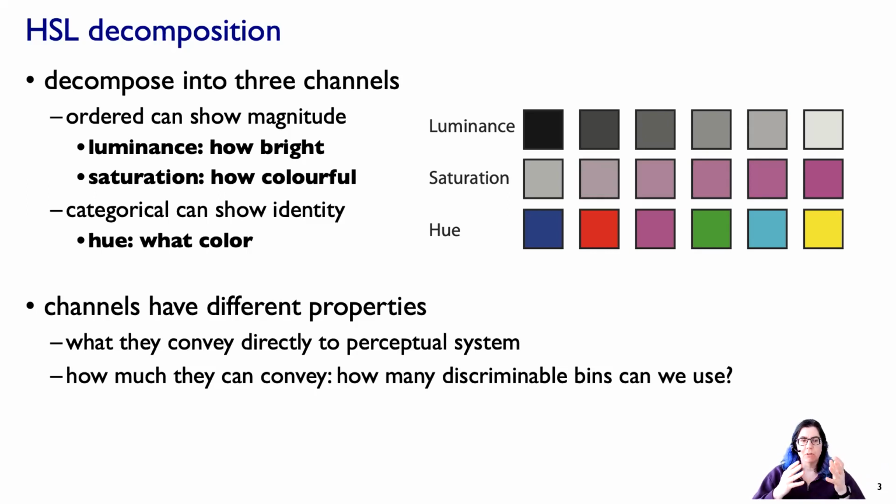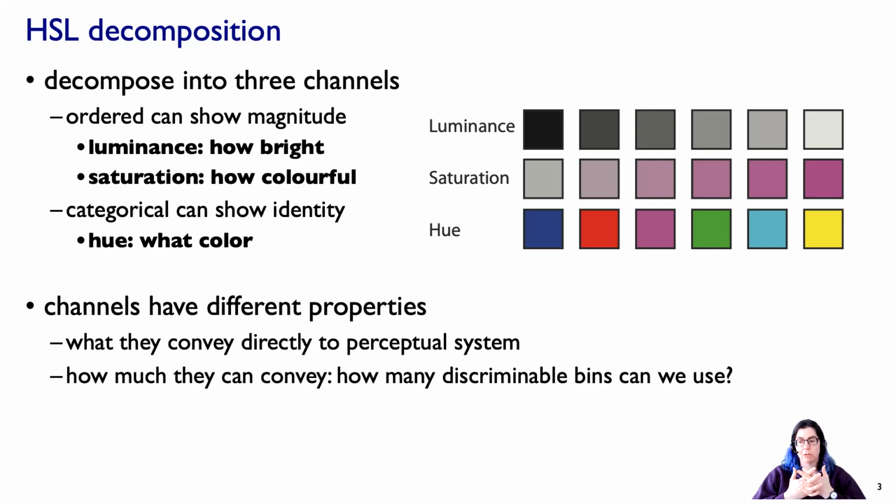But hue, like what color is something, that's an identity channel. That's good for categorical data. So we can say, what color is it? Is it red? Is it blue? Is it purple? So what color as opposed to how bright or how saturated. And so that's this key idea that we're going to talk about at length today, that we really need to consider the luminance and the saturation channels as magnitudes and the hue channel as an identity. And that can really dictate whether we're showing ordering or categorical in the data.